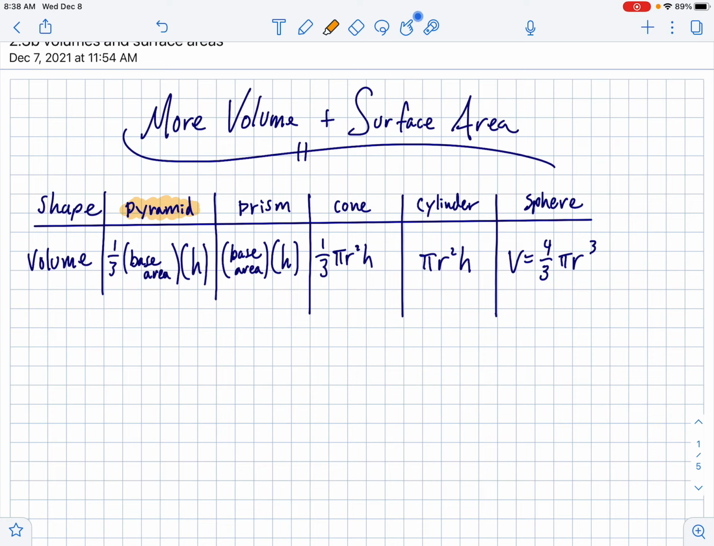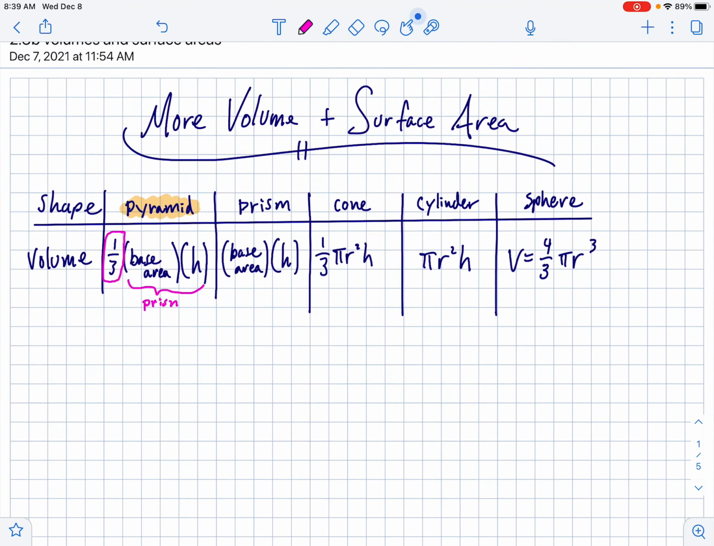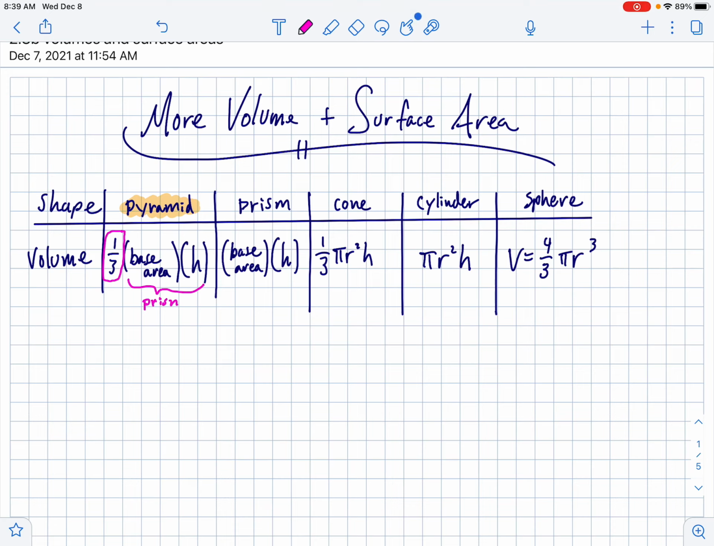Now, a pyramid is similar to a prism. It's like a prism that's been kind of chopped up. So I always remember that this right here is the volume of the prism. But then if you chop it into a pyramid, a pyramid version of a prism is always 1/3 the size of the prism that you're using. This 1/3 is going to come up a lot with pointy things like pyramids and cones.